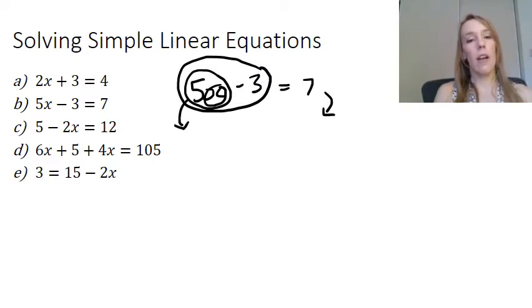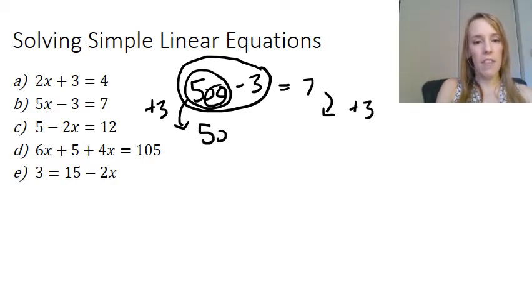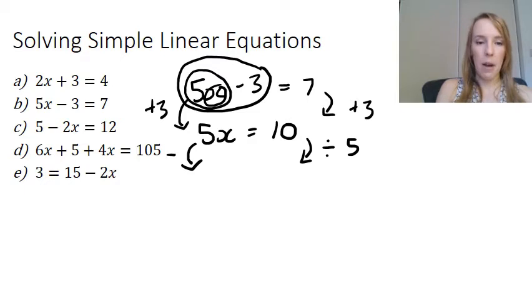So the first thing we've got to get rid of is that subtract 3. And the inverse of subtracting 3 is obviously adding 3. So we're going to add 3 to both sides. So 5x equals 10. Now we've got to get rid of that 5. And the inverse of multiplying by 5 is dividing by 5. So 5x divided by 5 will leave us with 1x, and 10 divided by 5 will leave us with 2.